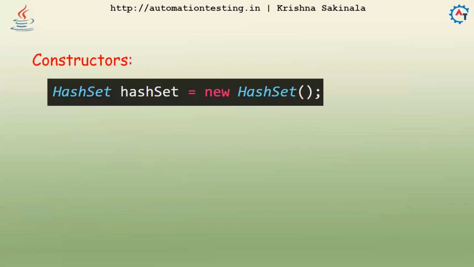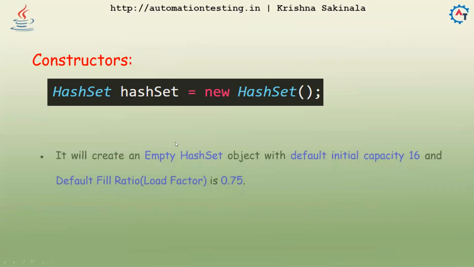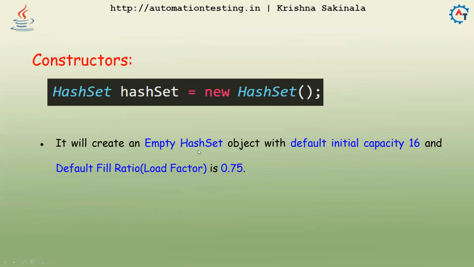So what are all the constructors available for HashSet? The first constructor is new HashSet. It will create an empty HashSet object with default initial capacity 16 and default fill ratio 0.75. So what does it mean?